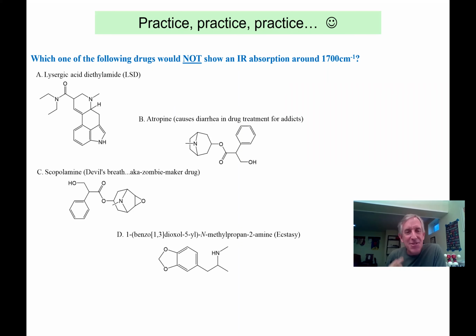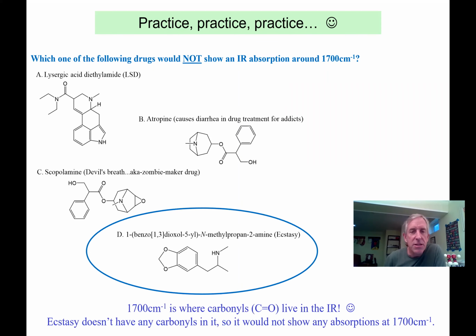Ready? All right, here comes the answer. That 1700 region is where we spy our C double bond O, otherwise known as a carbonyl. A lot of nomenclature, I know. But the C double bond O is at 1700-ish, and nothing else really lives there. So this compound must be ecstasy. So now I can tell if I have ecstasy versus LSD versus any of these other kind of fun, weird drugs. This is a really useful tool.